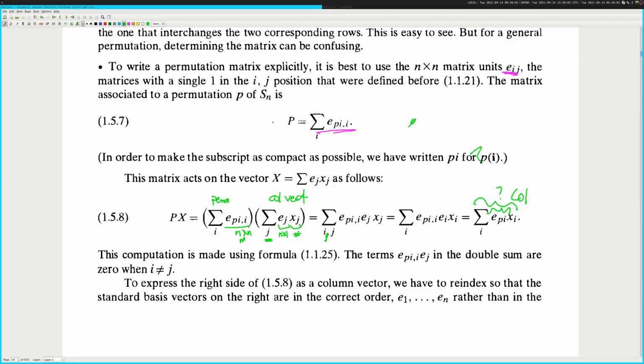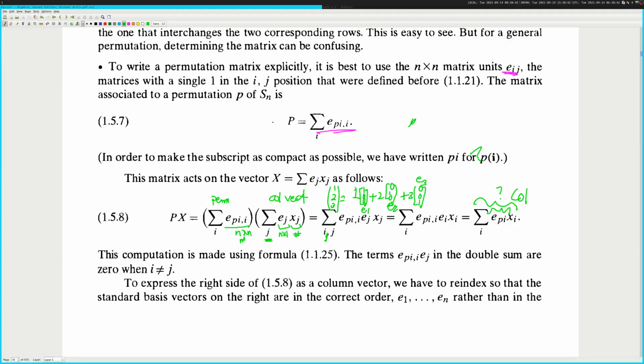So he's writing 1, 2, 3. He's writing this, if this is a column vector, as 1 times (1, 0, 0), plus 2 times (0, 1, 0). This is E1, E2, plus 3 times (0, 0, 1). And this would be E3. That's what this notation means. Okay?